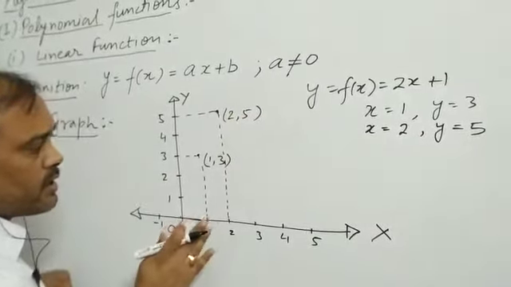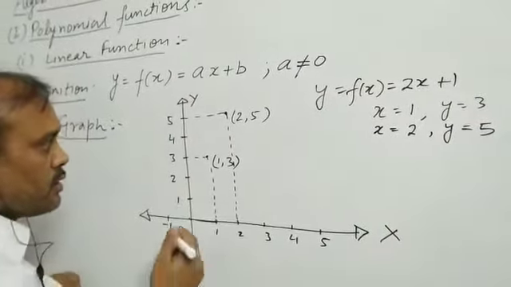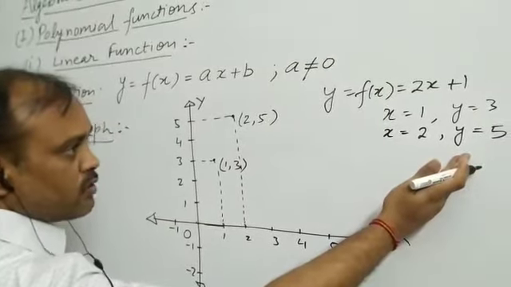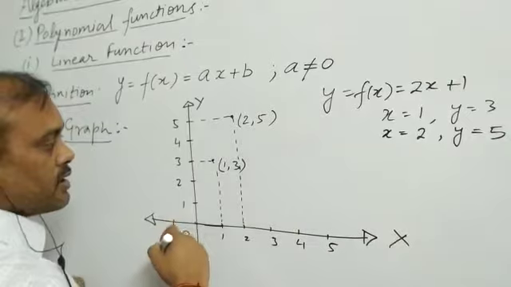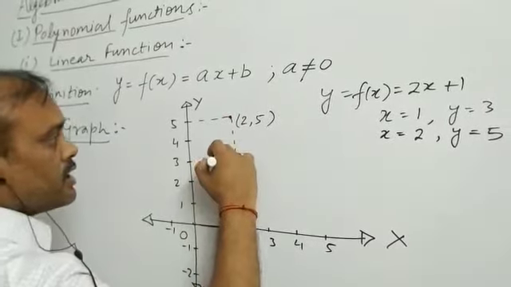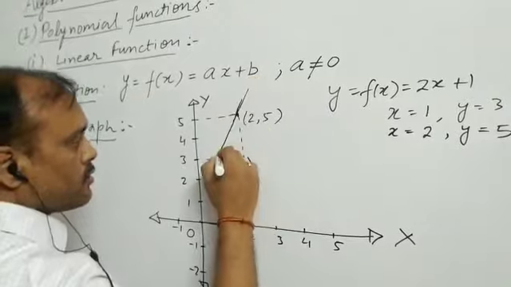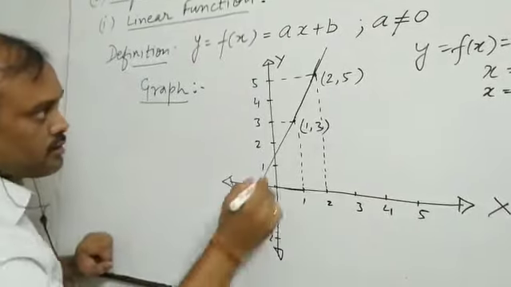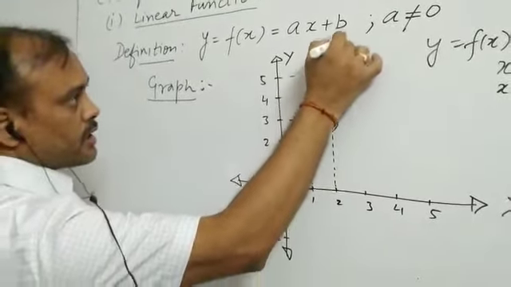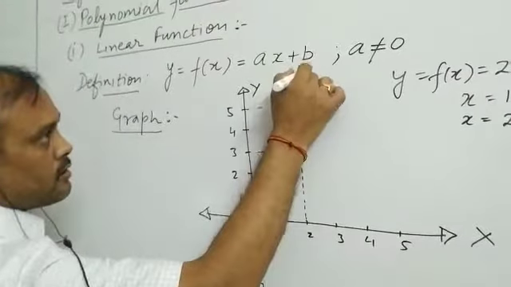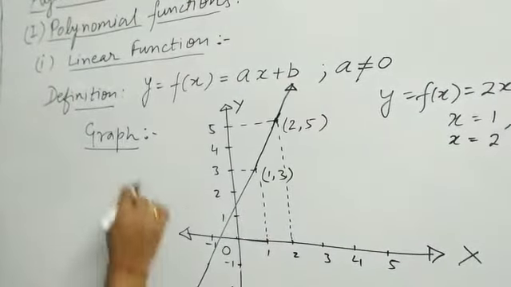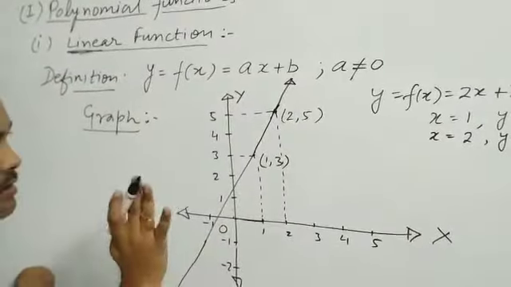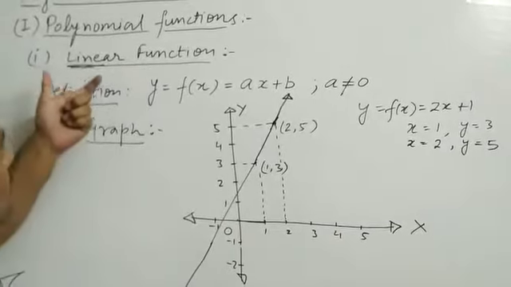Now similarly, you can take as many values of x as you like, and after determining the corresponding values of y, when you plot them on the Cartesian plane, the xy plane, and join the points, you will get a straight line for this particular function. And because we are getting a straight line, we call this function a linear function. Linear means line. That's why it is called a linear function.